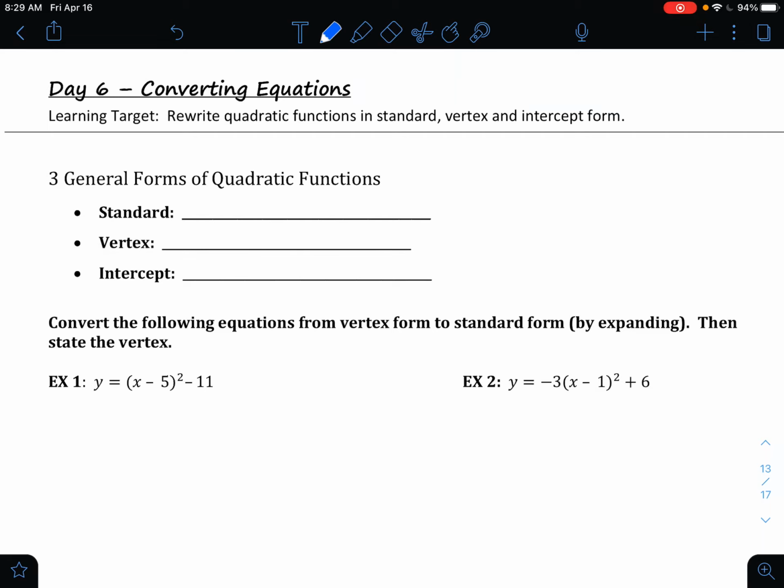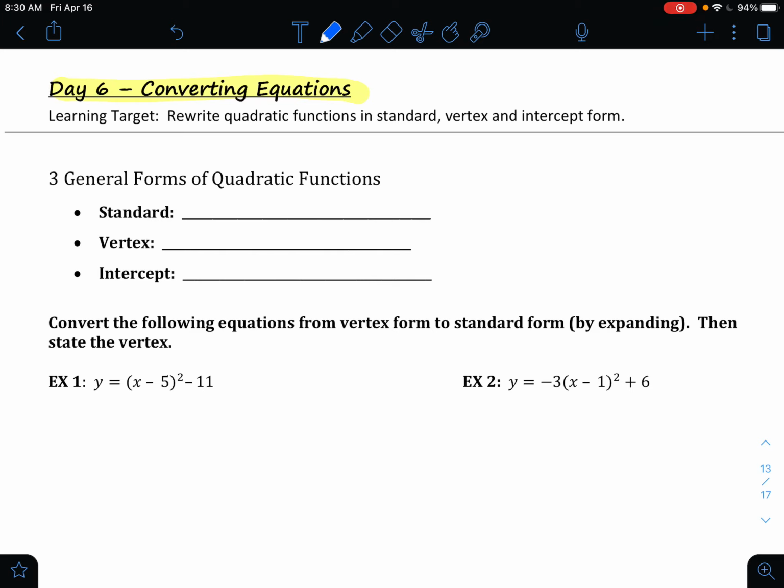In this lesson, we are going to continue to convert between formats of quadratics. So I've just called this converting equations. Last video, we talked about completing the square, which is a process that goes from standard to vertex. Today, we are just going to look at other conversion formats.